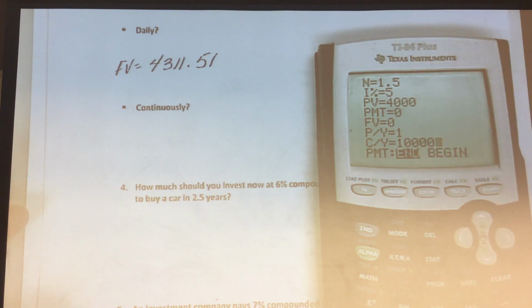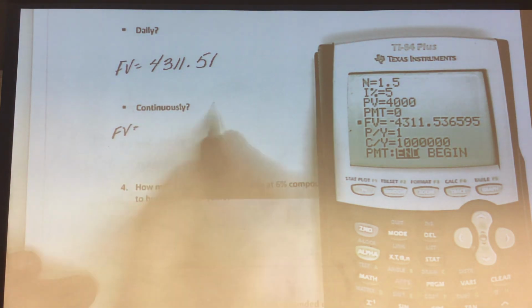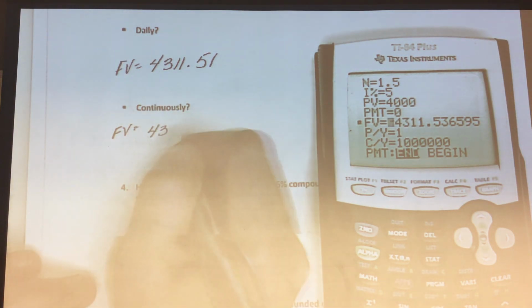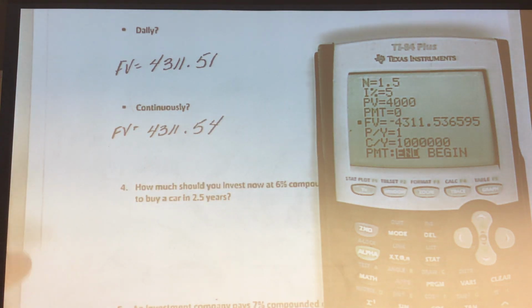And the next, compounded continuously, C/Y is 1 million, which is a very large number. Compounded continuously is your C/Y is 1 million. And alpha enter your future value, and you see it's very close to compounded daily, just off by a couple of cents. And 54 cents is compounded continuously, and this completes part 1 of chapter 5.1 and 2.